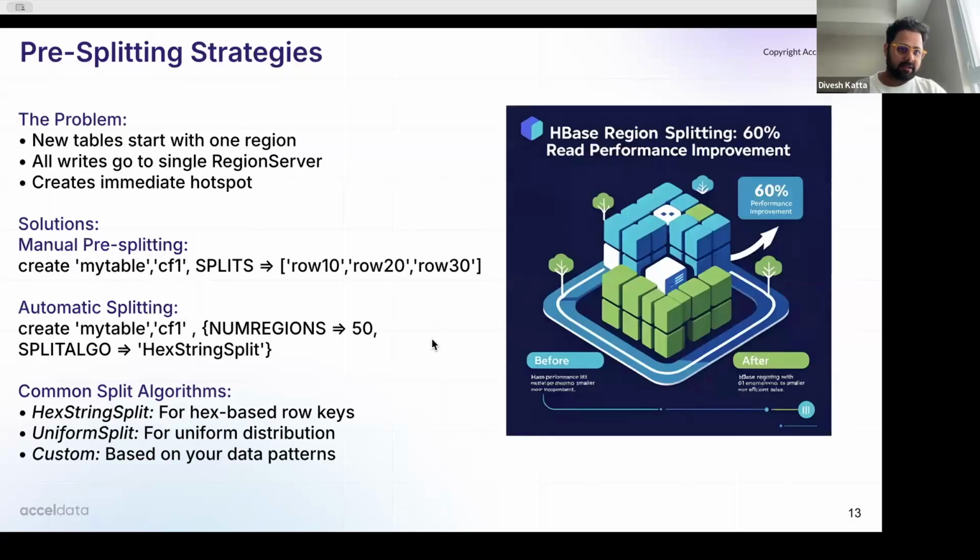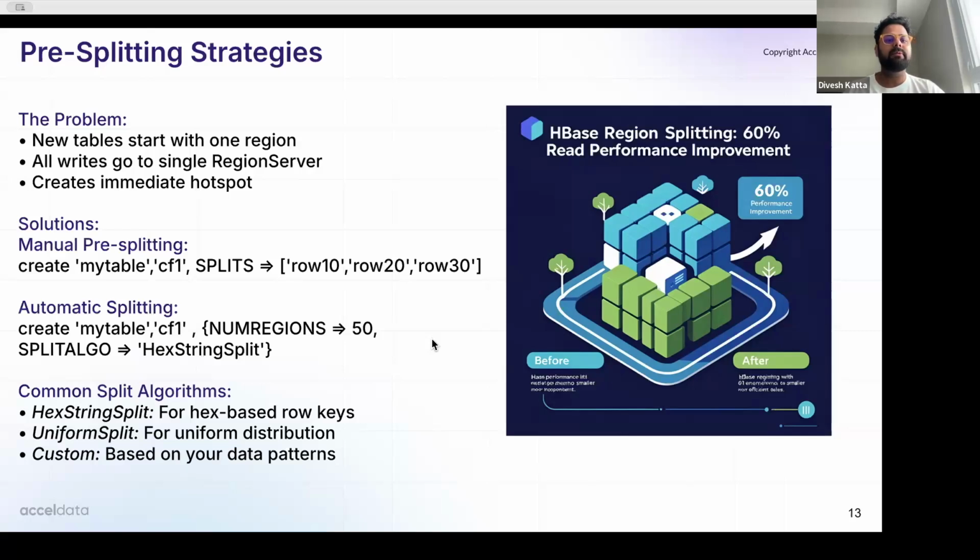Pre-splitting strategies. This is probably the single biggest mistake I see in HBase deployments. Every new table starts with exactly one region, which means every write goes to exactly one region server. It is like opening a store with only one checkout lane, a guaranteed bottleneck.